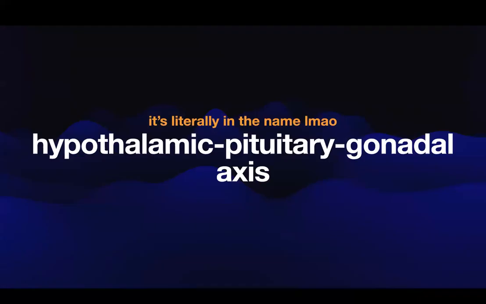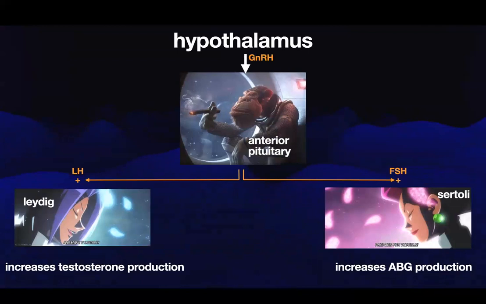Testosterone physiology. Okay, so you're gonna hear this a lot: something called the hypothalamic pituitary gonadal axis, and I really love the name so much because it's literally in the name. It's a connection between the hypothalamus, the pituitary gland, and the gonads. In males, we've already explored this. It's the hypothalamus secreting the GnRH to the anterior pituitary, which then secretes LH and FSH, and that will go and either increase testosterone production via the Leydig cells or FSH by the Sertoli cells.